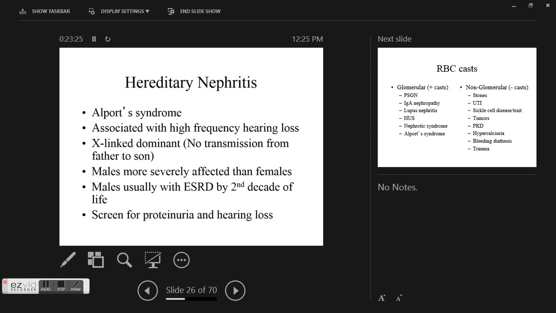Males will often have more aggressive renal failure, so they'll be at end-stage renal disease somewhere in the second decade of life. You've got to screen these patients. Even if they don't have hearing loss off the bat, they might develop it, and they often will. So it's one of those things that you want to screen them as well.